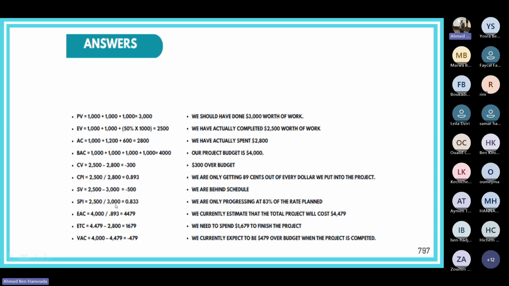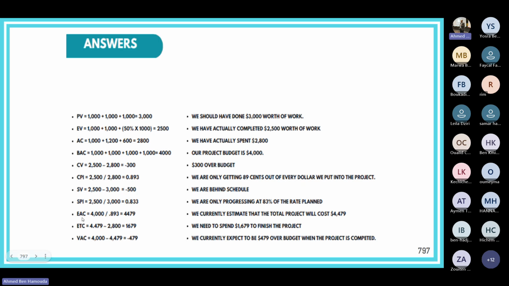Okay. Schedule variance, that's earned value minus planned value. So 2,500 minus 3,000, that's minus 500. So we're behind schedule. And the schedule performance index, that's 2,500 divided by 3,000, that's 0.833. So we're actually progressing at 83% of the planned rate. Okay. So again, we're behind schedule.